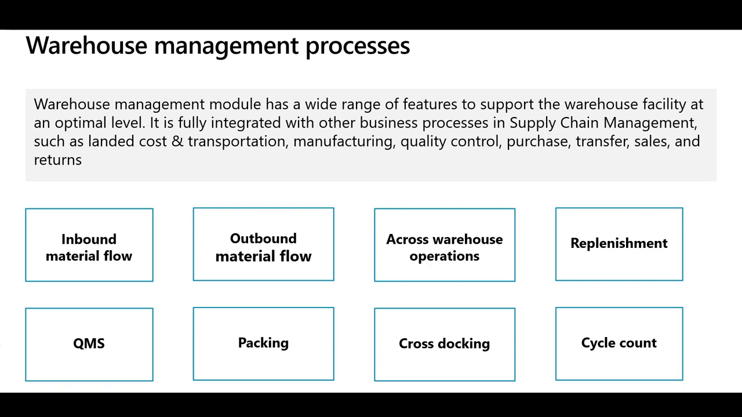Then we have the quality management or QMS process, then the packing operations, which is the step where the items will be bagged before shipping to the customers. In Dynamics 365 Supply Chain Management, there are two kinds of packing operations. The first one is the manual packing through the pack station, and the second one is more automated and is called containerization. Then we have the cross-docking and the cycle count operations.